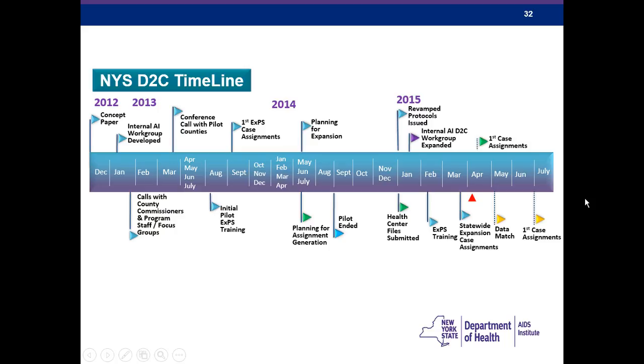So I just wanted to give a snapshot of the timeline for Data to Care in New York State. As you can see, it started as a concept paper in 2012 and all the way to today, where we have 3 initiatives going and it's statewide across New York State. So if you could just push the next button for the animation to come up.